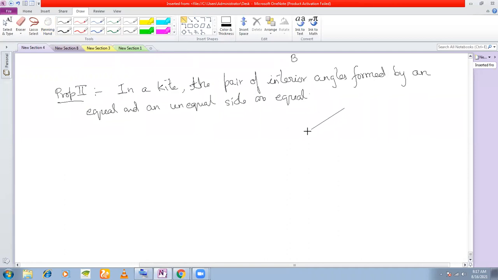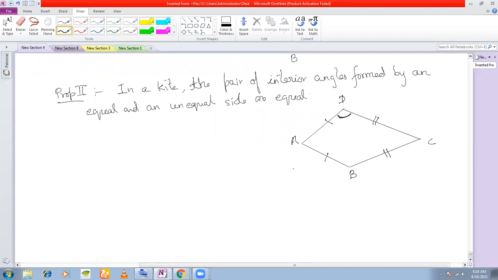If you have a kite, okay, now you have a kite ABCD. Now what are the interior angles in this? Angle A, angle B, angle C, and angle D. These are the interior angles. Now, what do you mean by pair of interior angles formed by equal and unequal side? If you see, this angle here is formed by an equal and an unequal side.